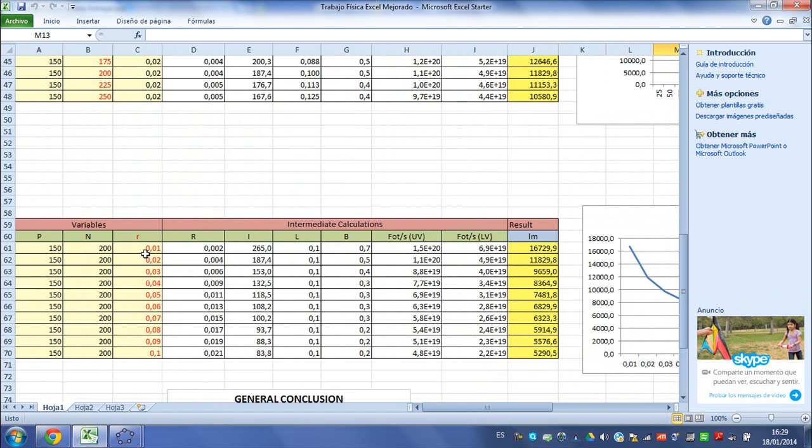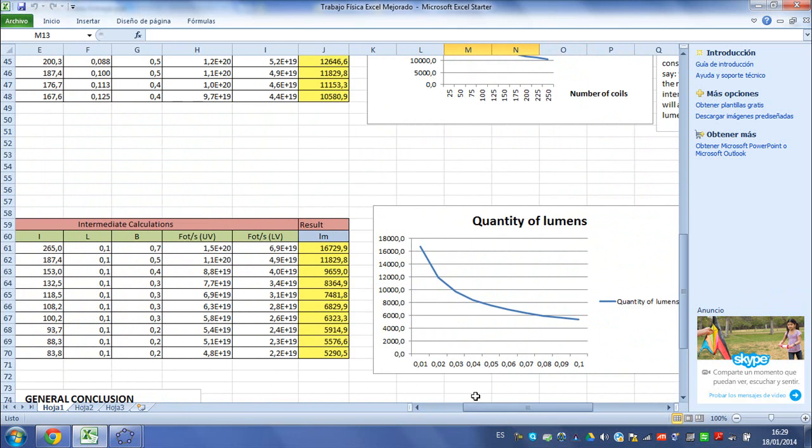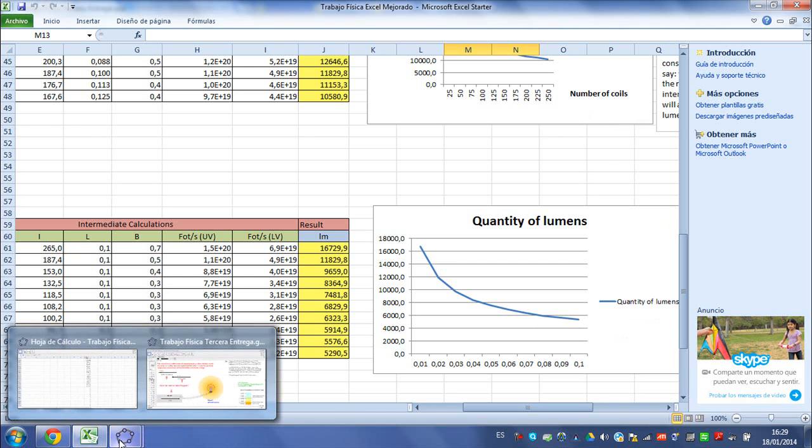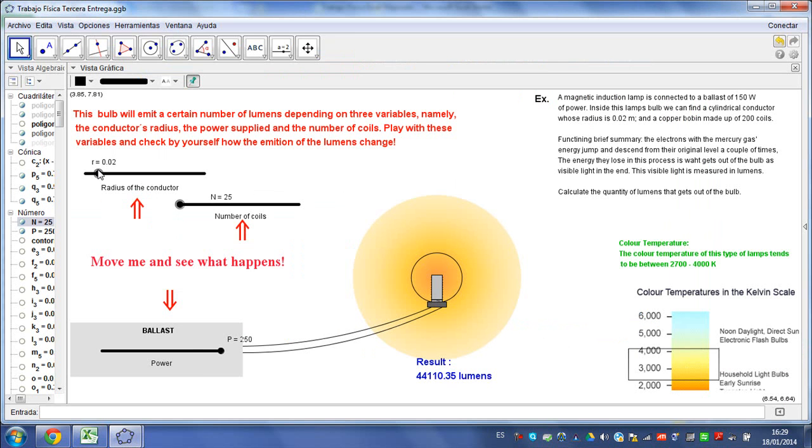And our problem varies from 0.01 meters to 0.1 meters. So, in its graph, we can see that the smaller the radius of the conductor is, the higher the amount of lumens we are provided, which means that the quantity of lumens is also inversely proportional to the radius of the conductor, as happened with the number of coils. This can also be represented in our GeoGebra.